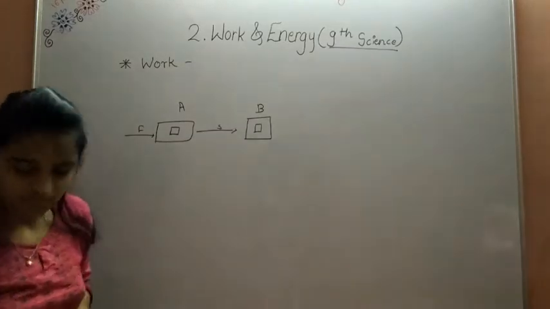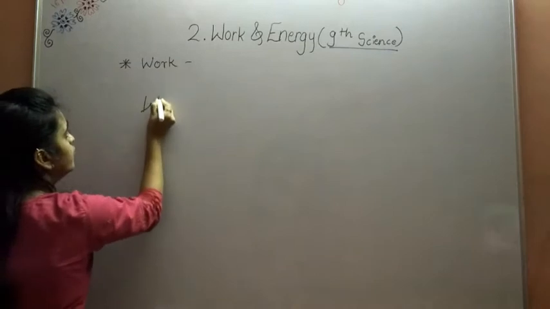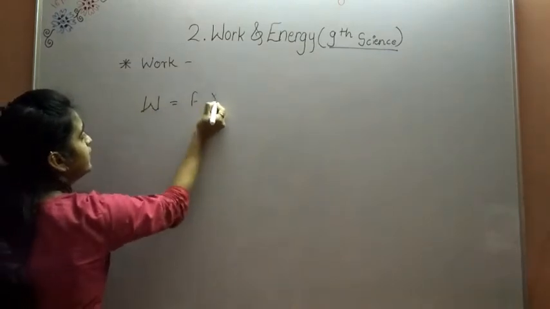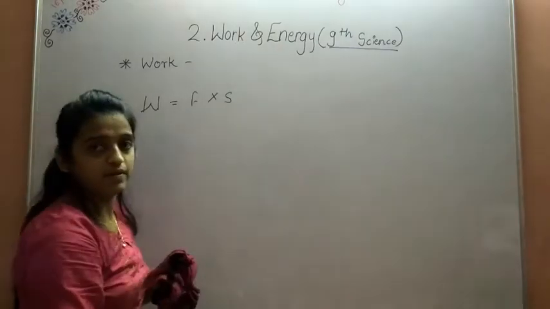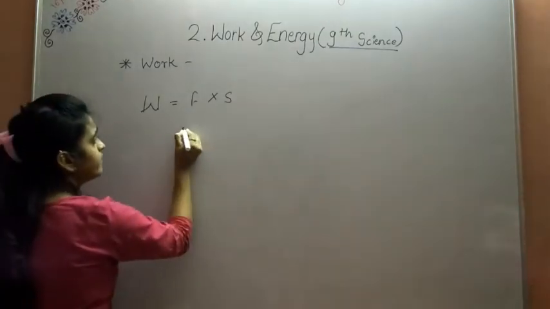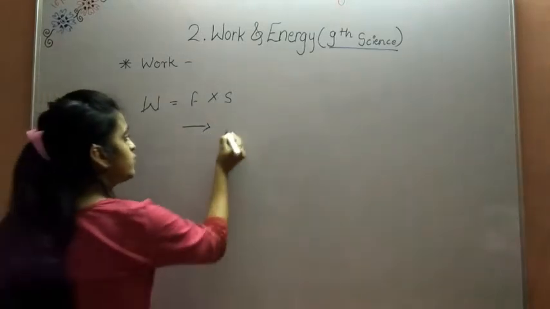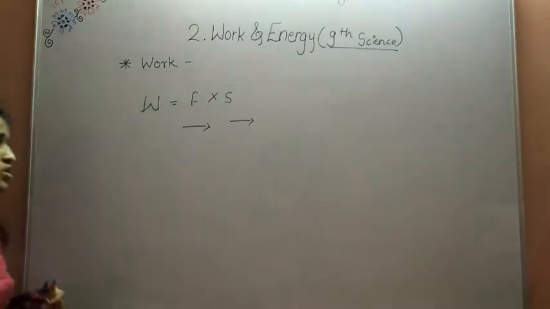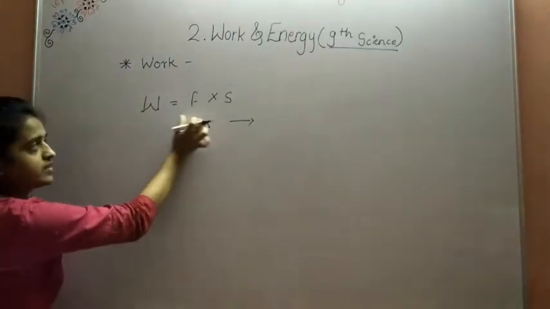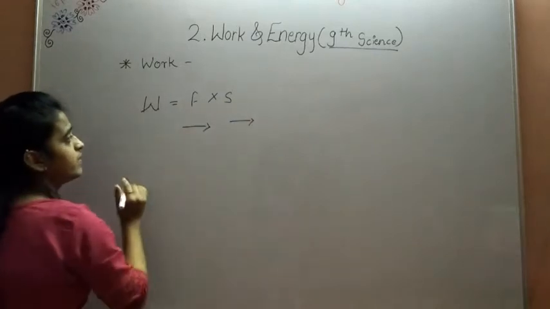Next, the work equation: W is equal to F into S. F means force and S means displacement. So the force is applied in the same direction and the displacement also occurs in this direction. So the equation will be W equal to F into S, force into displacement.